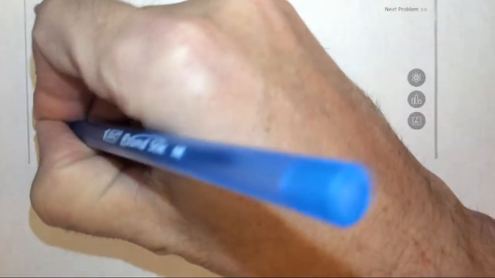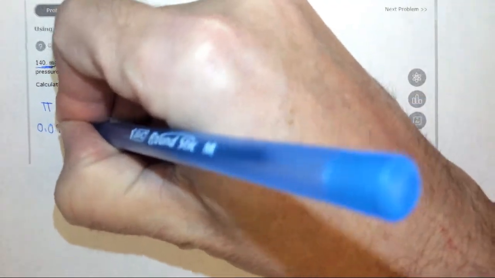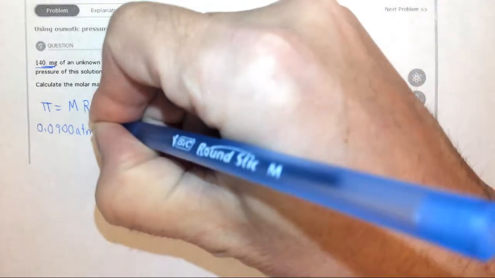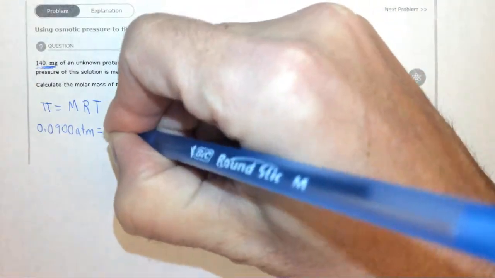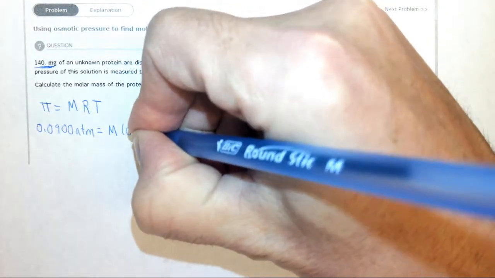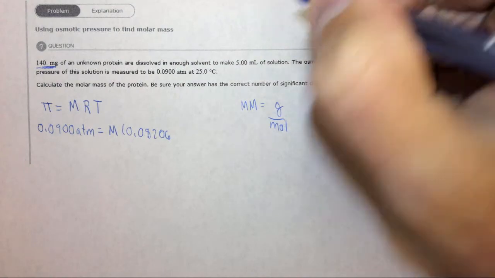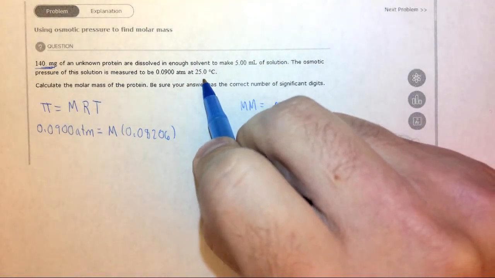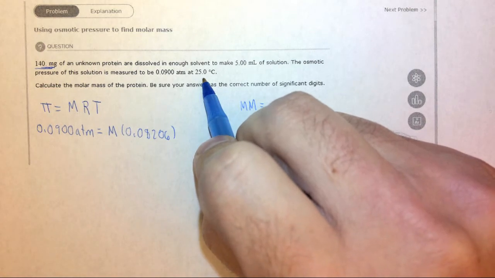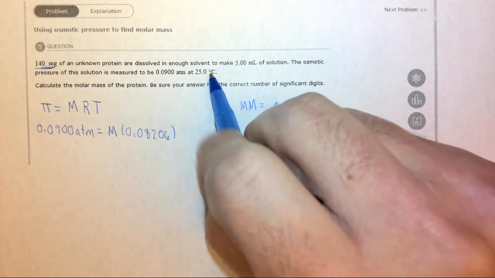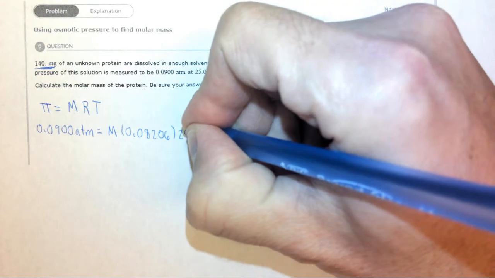So we have the osmotic pressure, 0.0900 atmospheres, equals M, that's what we're looking for. R is 0.08206, that's liter atmospheres per mole K. And T is the temperature in Kelvin. So we cannot use the 25. We have to convert that to Kelvin. And when we do, we get 298 K.